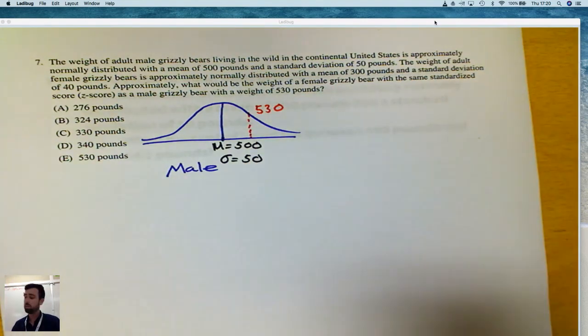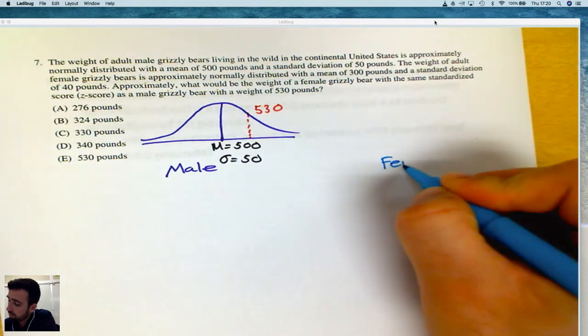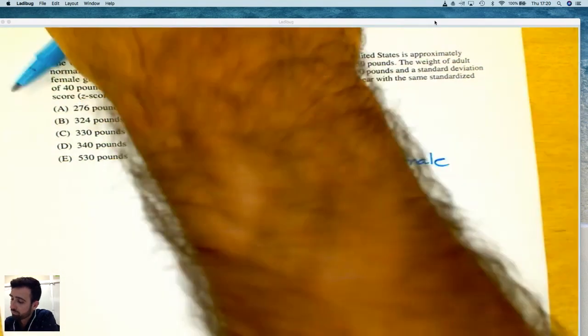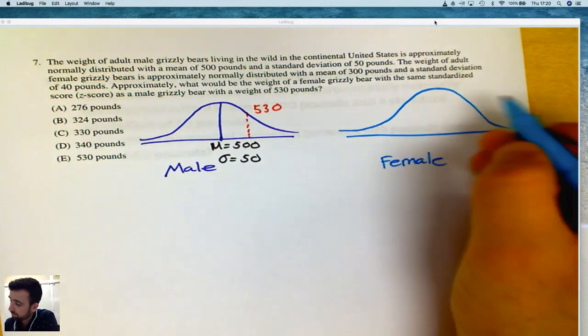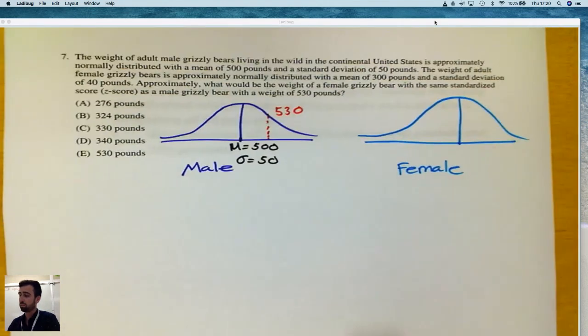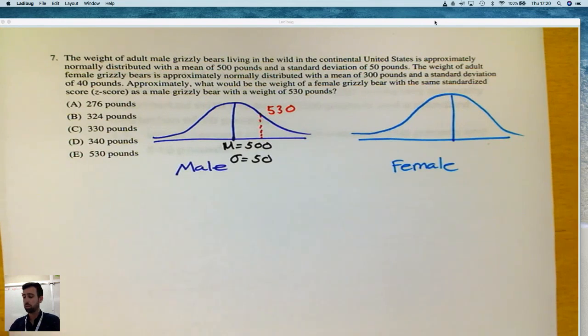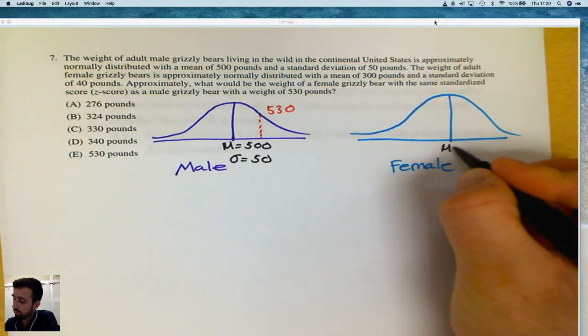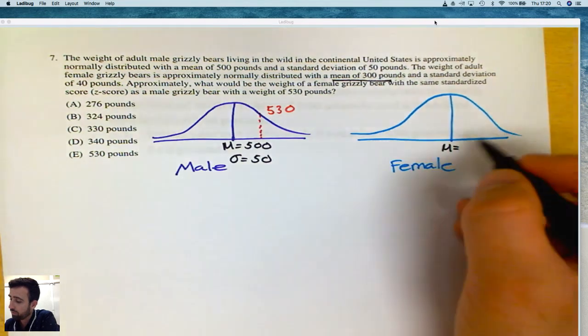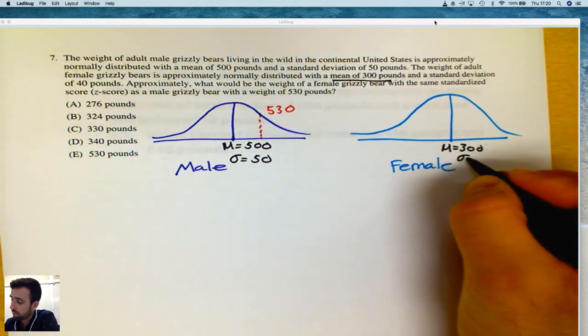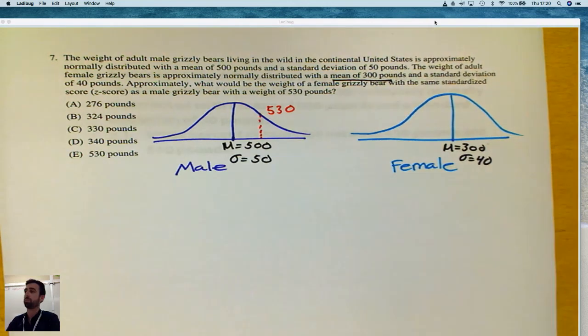Then we have the female distribution. The female distribution has an average of 300 and a standard deviation of 40. This is an actual AP problem. I believe it was from 2012 or 2011. So again, this is an actual AP problem.